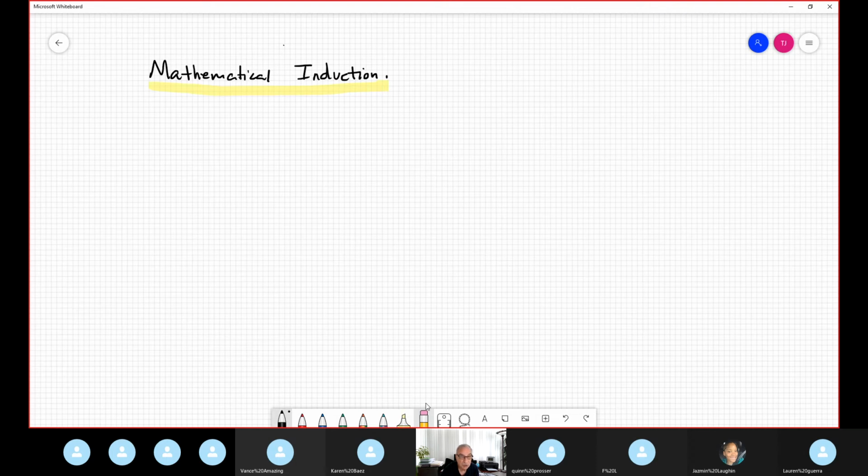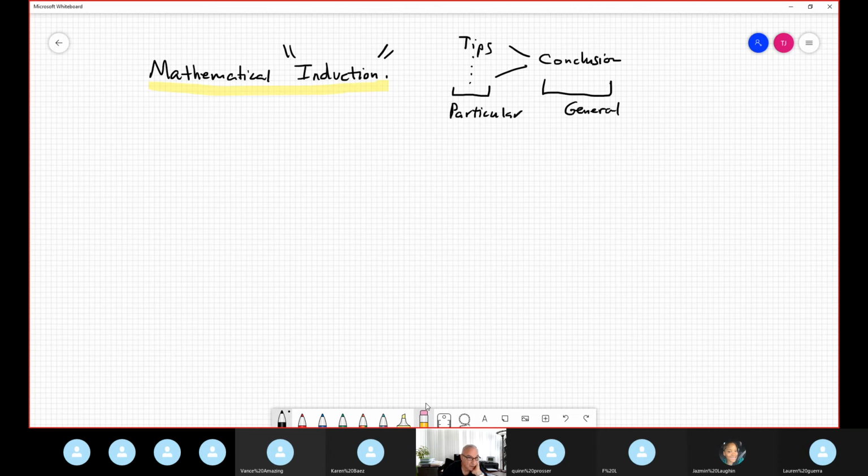The word induction indicates that we are working like a police detective, no? The detective is detecting several tips and finds a conclusion. This is the idea of induction. Induction is going from the particular example, the particular tips, and finding the general. Go from particular to a generalized statement. This is the idea of induction.